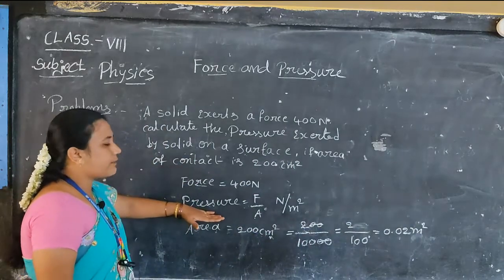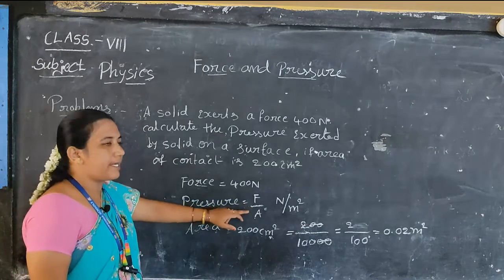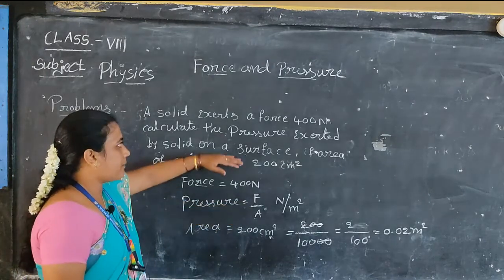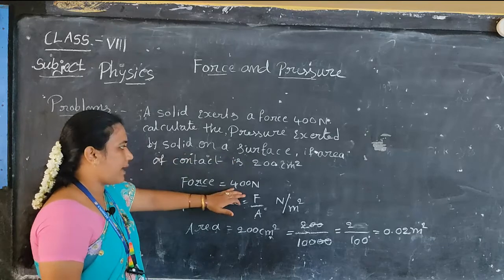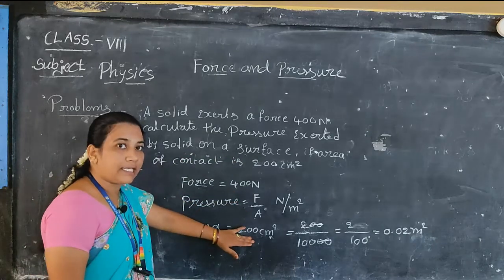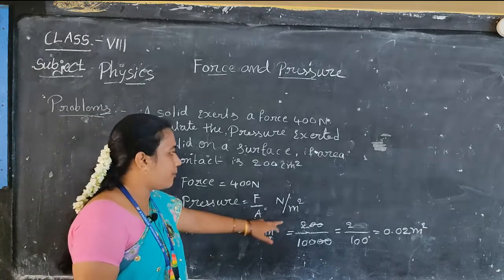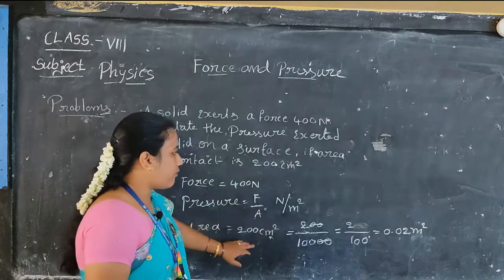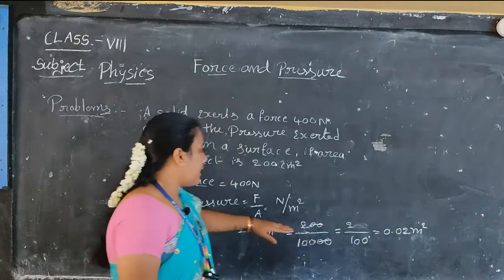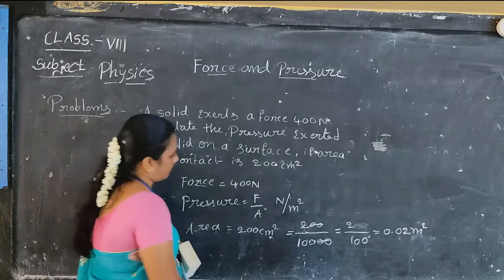Now what did we get? We want to calculate the pressure. For this, what do we need? Force and area. In the problem they already gave the force value and the area value, but the area value was given in centimeters. We want to convert this into meters, and here we did that conversion. Next, we introduce the values into the formula.